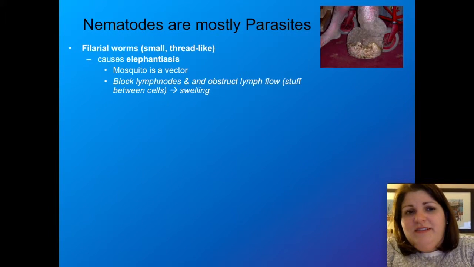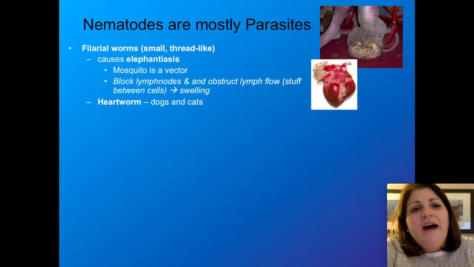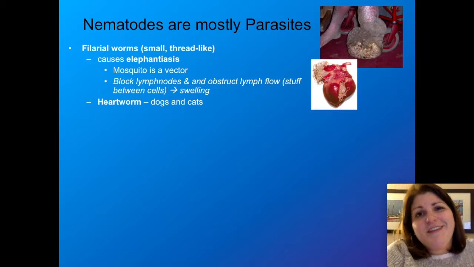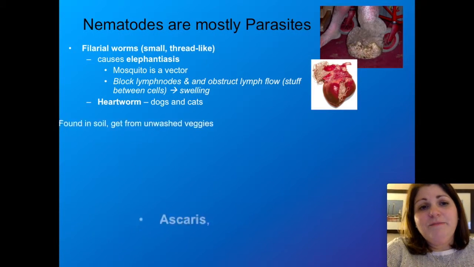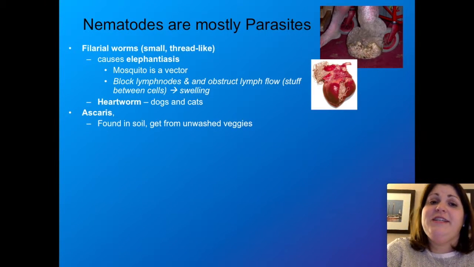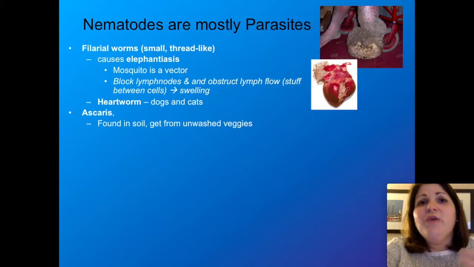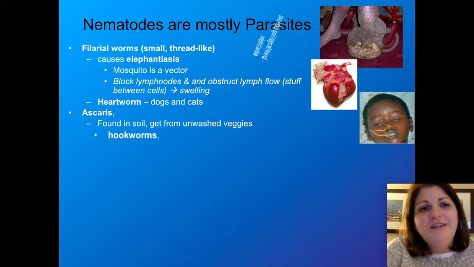The reason why this person's limb has gotten so big is their lymph nodes have been swollen and blocked by the nematode. Heartworm is one you're probably familiar with if you have pets, in particular dogs. A lot of us give our dogs heartworm preventative because it can be fatal. And of course it's because it's a roundworm that infects the hearts of pets. Ascaris is what we're going to dissect in class. It is free living. It's one of the larger roundworms. You can be infected with an ascaris if you eat unwashed veggies. So this poor boy has ascaris infection.